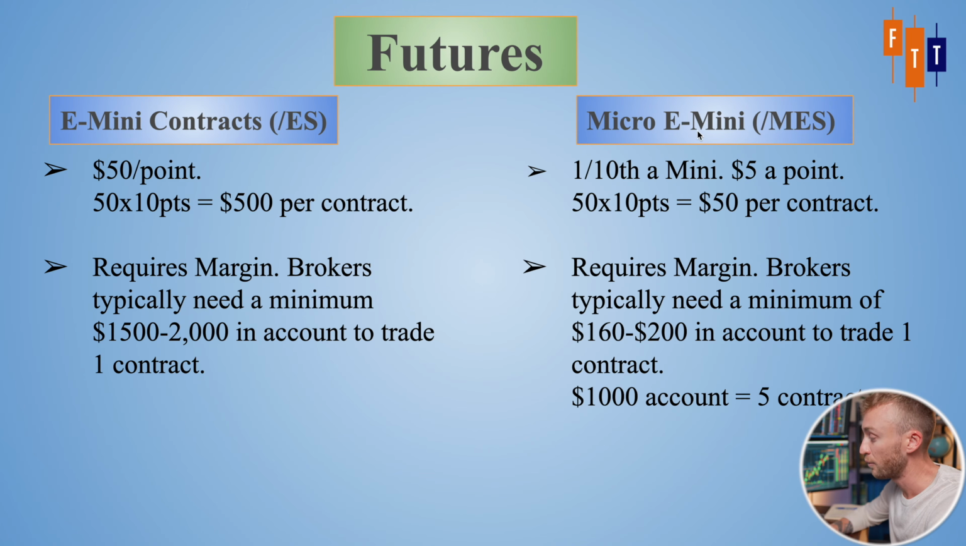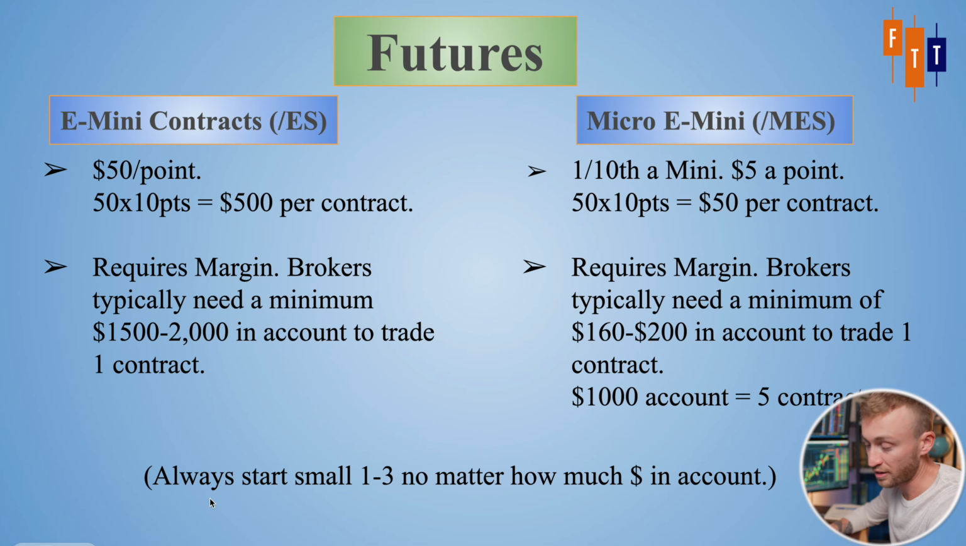But you can start with a micro E-mini MES, which is 1/10, so it's $5 a point. So 5 times 10 points, you would make $50 per contract. It still requires margin, and a broker would typically need a minimum of $160 to $200 in an account to trade one contract. So if you have $1,000 in your account, you could trade 5 contracts, which would be half of an E-mini, $25 a point. I would recommend always starting with one MES contract and working on that, and slowly grow and scale before you go to the big boy.